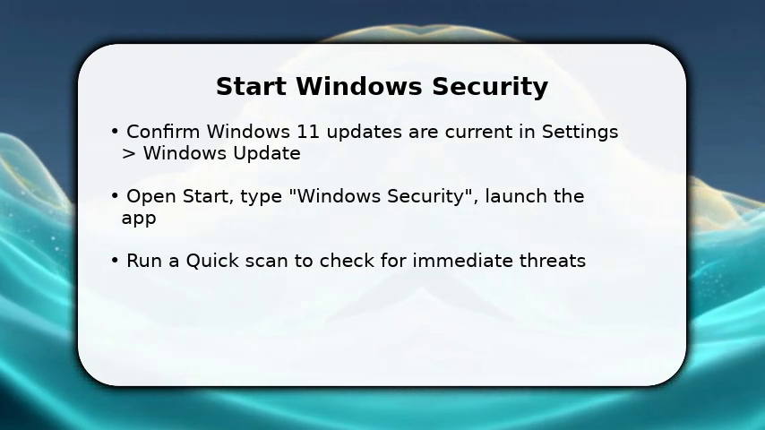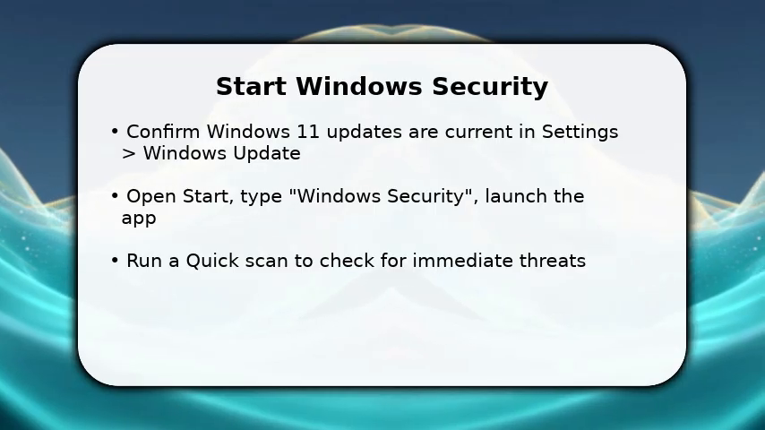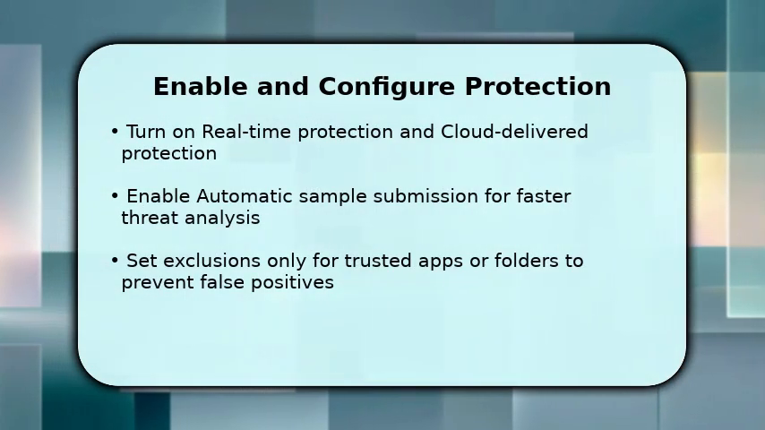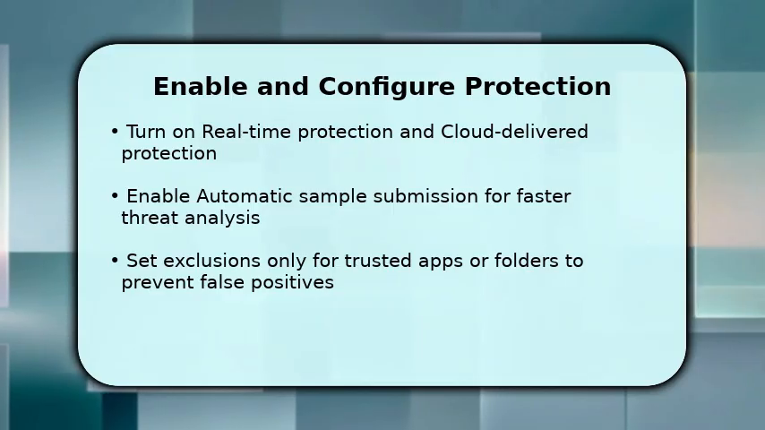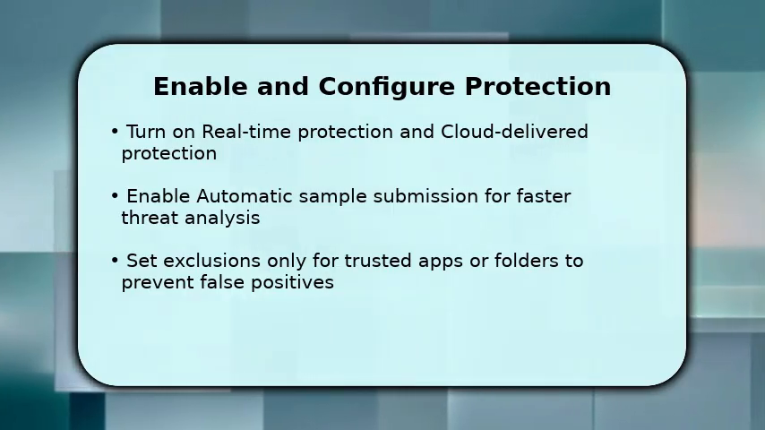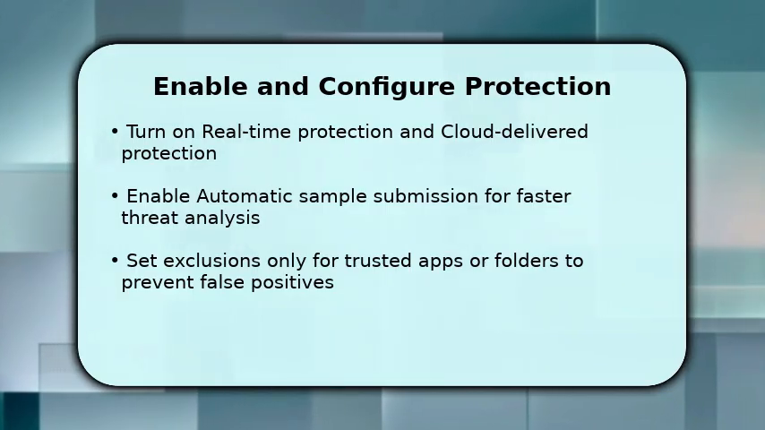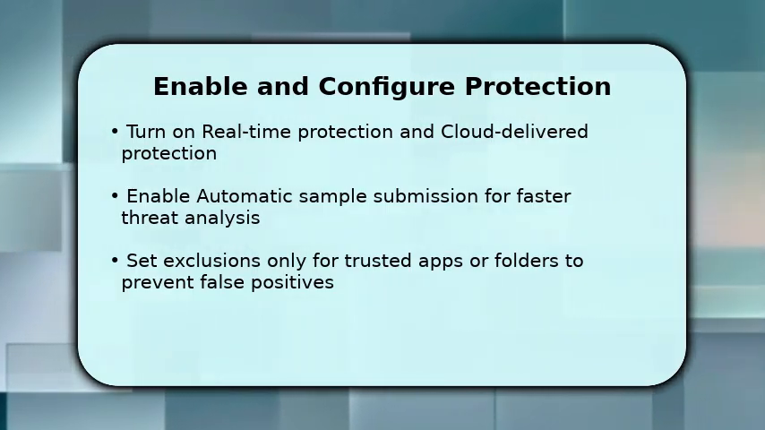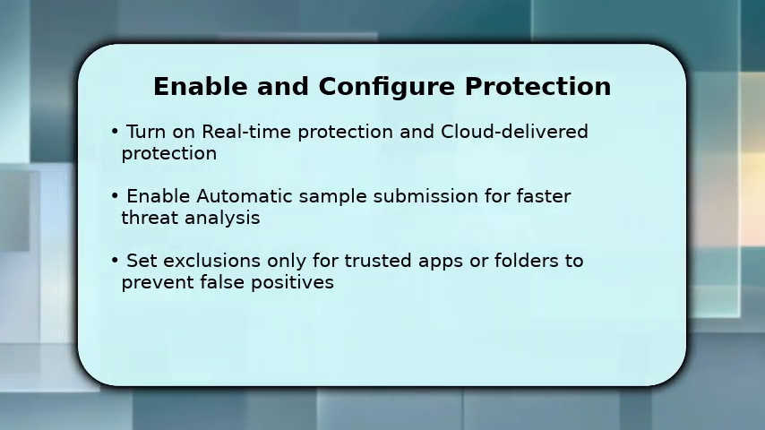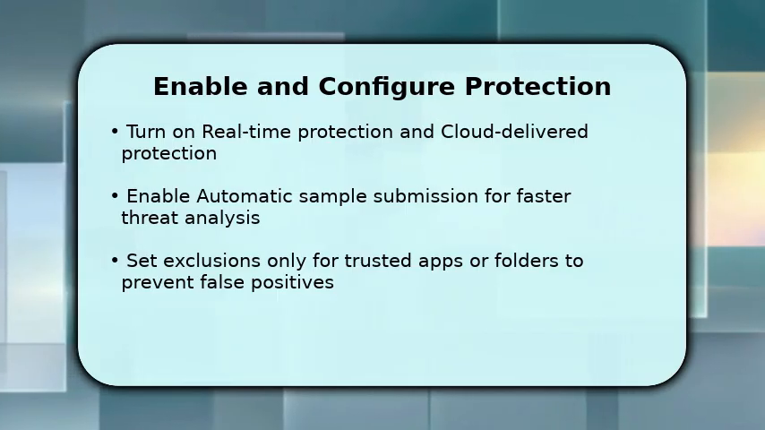Now you configure defenses that run continuously. Enable real-time protection so Windows checks files as you open them, and turn on cloud-delivered protection for faster updates and detections. Once those are active, enable automatic sample submission. This helps Microsoft analyze unknown files. You can opt out if you need privacy.